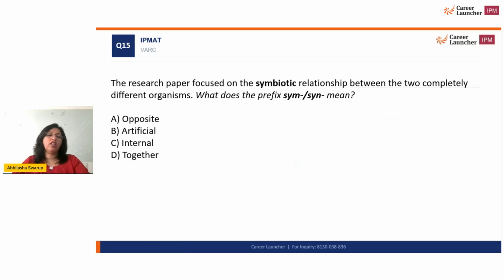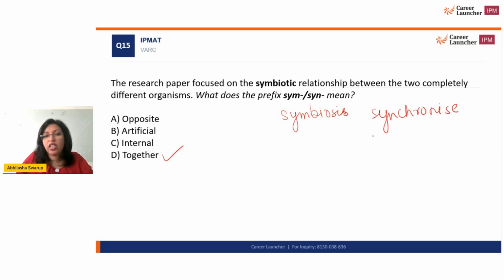All right, what does the prefix sim or sin mean here in this word symbiotic? The research paper focused on the symbiotic relationship between the two completely different organizations. So sim or sin means same or together, right? So answer will be together. So you have symbiotic or symbiosis, right? You have synchronized, right? You have synonymous.